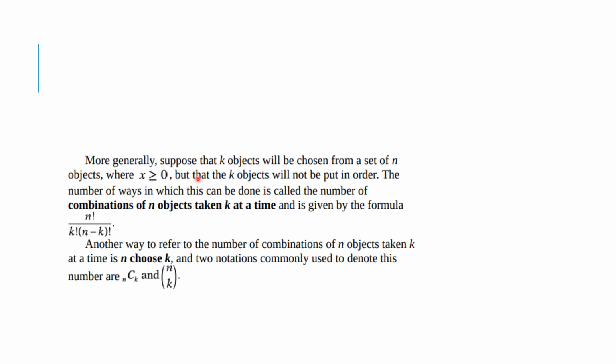More generally, suppose that k objects will be chosen from a set of n objects where k is greater than 0, but that the k objects will not be put in order. The number of ways in which this can be done is called the number of combinations of n objects taken k at a time, and is given by the formula n factorial over k factorial times n minus k factorial.